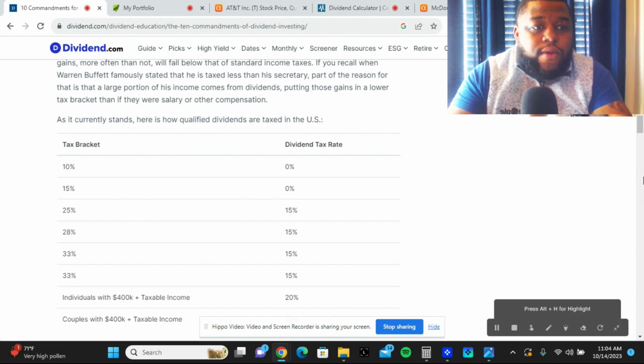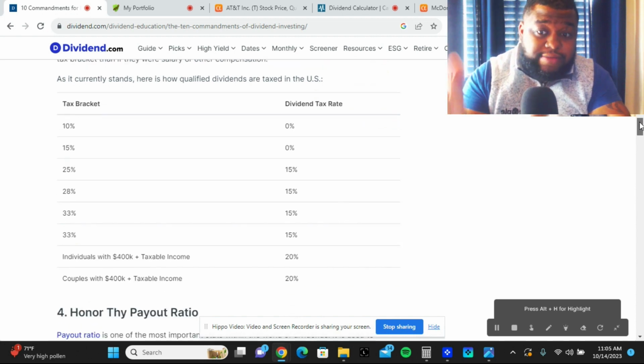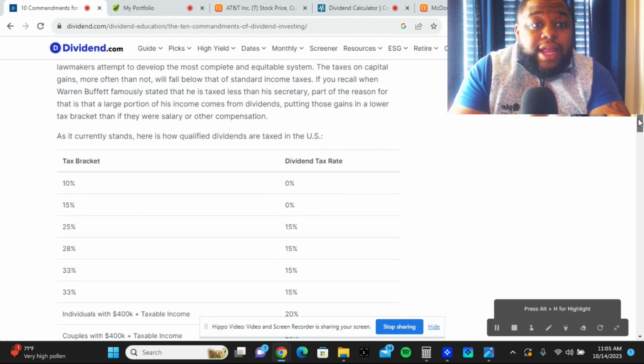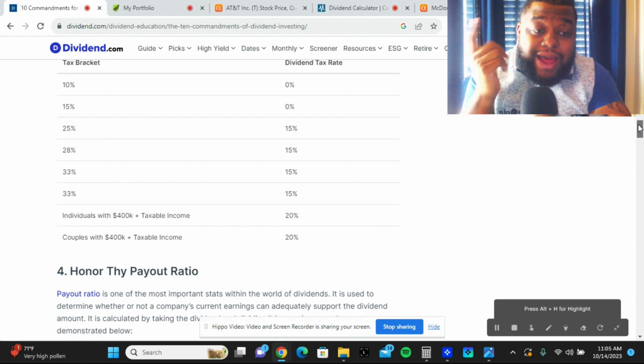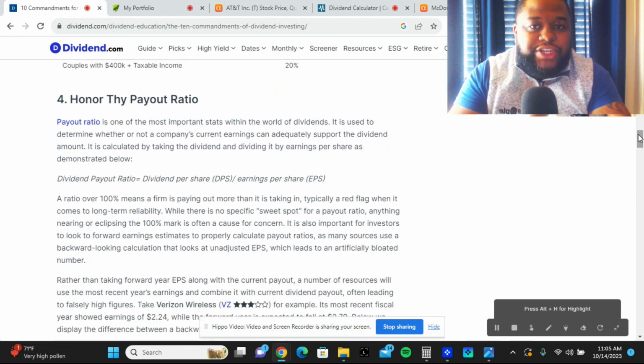And if you are married, you can make up to like $80,000 in dividend income and not be taxed, be taxed at 0%. That's just the tax code for dividends. So that's why a lot of individuals like to invest in dividends, dividend growth stocks, and just long-term capital gains. Keep that in mind, long-term capital gains. Number 4, honor thy payout ratio.